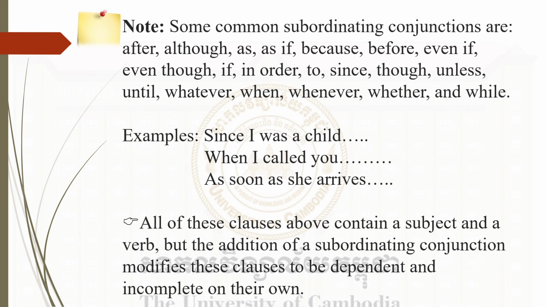Since I was a child, when I call you, as soon as she arrives. These kinds of sentences are dependent clauses because they don't have enough meaning. All of these clauses above contain a subject and verbs, but the addition of subordinating conjunctions modifies these clauses to be dependent and incomplete on their own, like you can see.